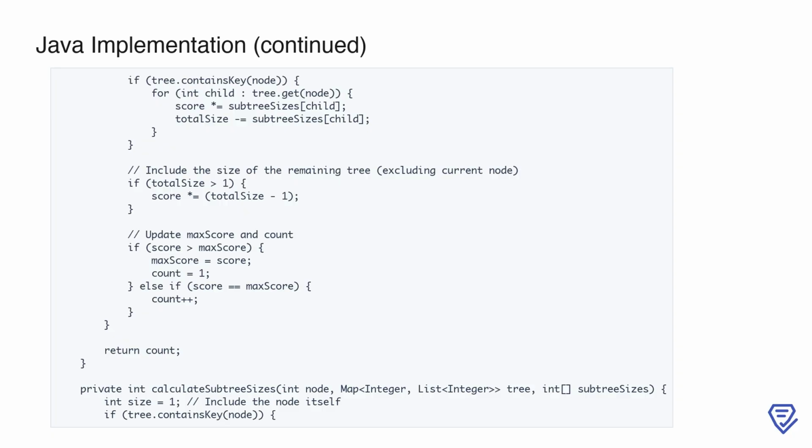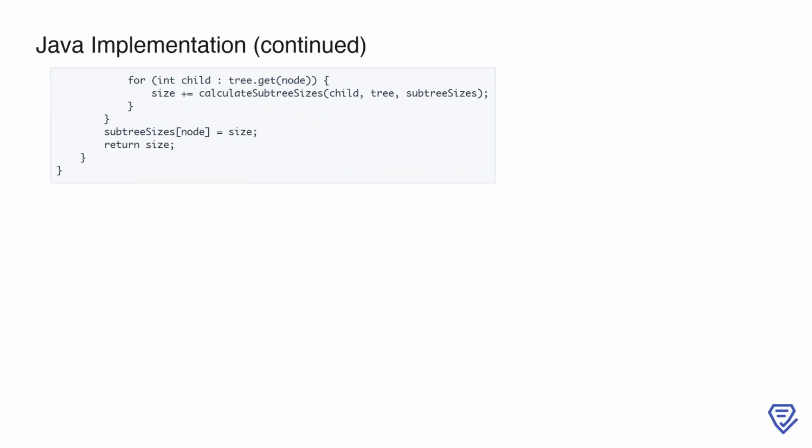If the current score exceeds the max_score, we update max_score and reset count to 1, as this is now the highest score. If the score matches the max_score, we simply increment the count, reflecting another node with the same maximum score. Finally, after iterating through all nodes, the method returns the count of nodes that achieve the highest score. The helper method calculateSubtreeSizes is crucial for determining the size of the subtree rooted at each node. This method performs a depth-first search, starting from the given node and recursively traversing its children.